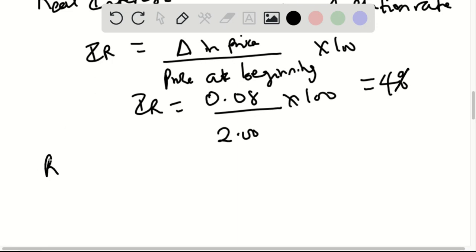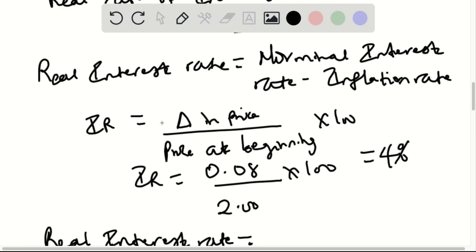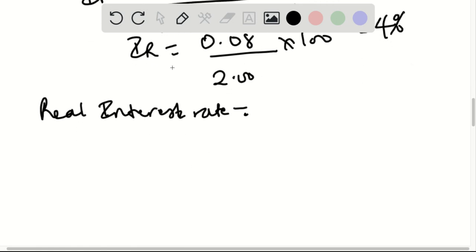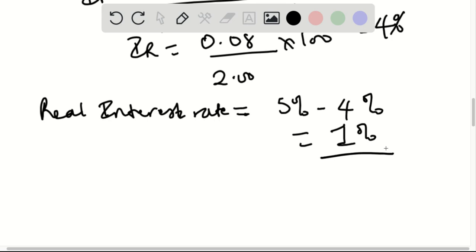So now we can find the real interest rate. The real interest rate will be the nominal rate, which is 5%, minus the inflation rate, 4%. And this is equal to 1%. So that's the real interest rate. And we can observe that the real interest rate calculated, that is 1%, is approximately equal to the actual real interest rate, that is 0.96%. So that's the answer.